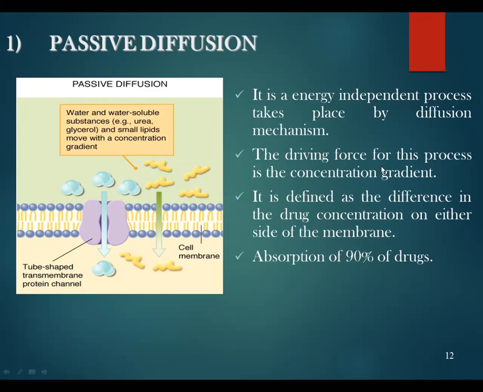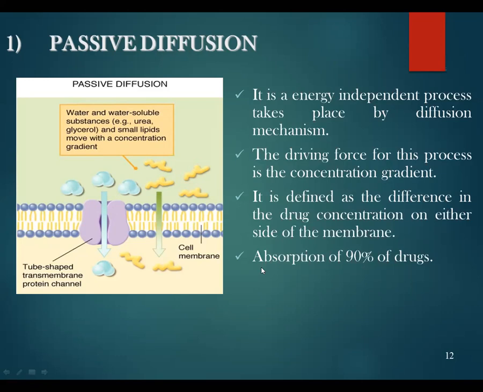So the second important feature in passive diffusion is that diffusion happens because of the driving force, which is the concentration difference or the gradient. The word gradient is the best term to use at this point instead of concentration difference. Gradient and difference are the same, but it sounds better when you use the word gradient in the answer. So, as I said, it is a difference in the drug concentration on either side of the membrane.